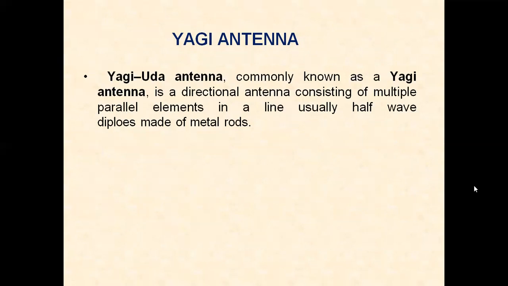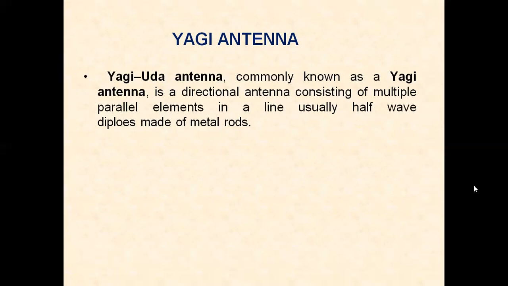Similarly, this can be used to receive a signal from a particular direction. For example, if we place a Yagi-Uda antenna as a television receiving antenna, oriented toward the TV transmitter radiating the signal, it can pick up the signal from the TV transmitter. So it is a directional antenna.